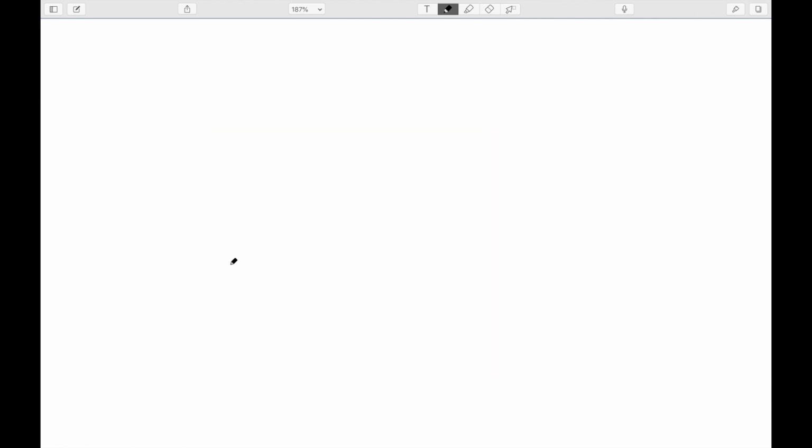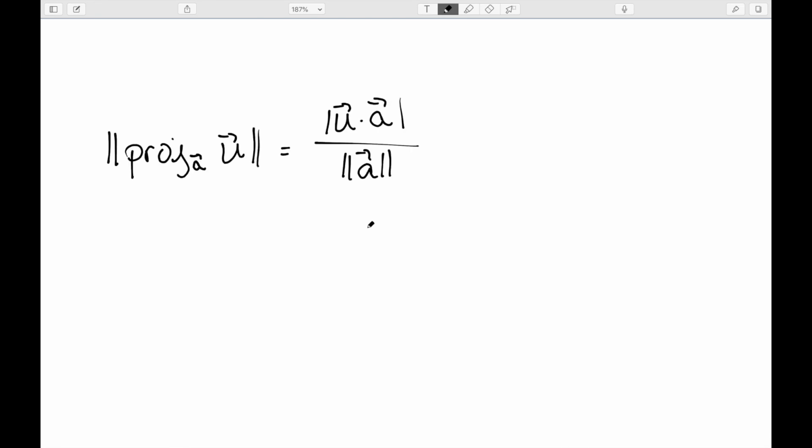One final note, sometimes we're more interested in the norm of the vector component of U along A than the actual component itself. And if that's the case, if all we want is the norm, we can use the formula absolute value of U dot A over the norm of A.